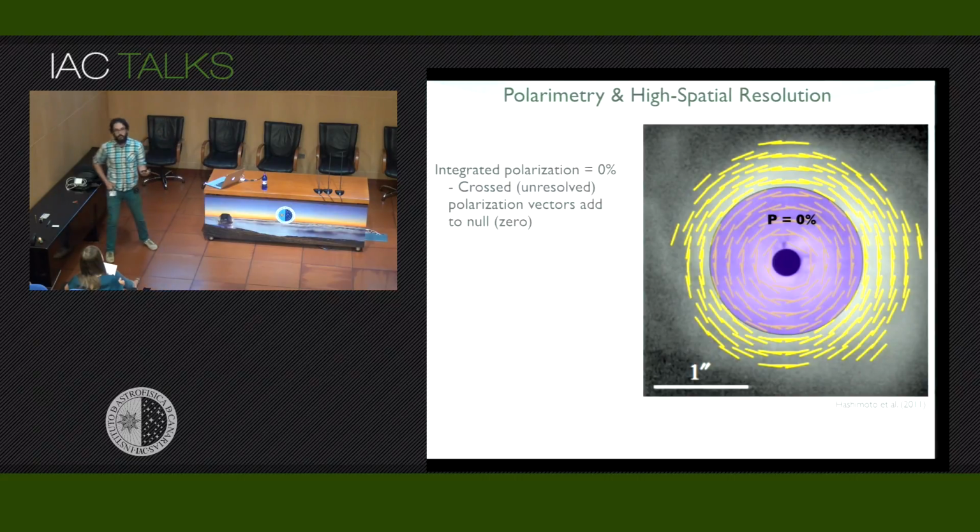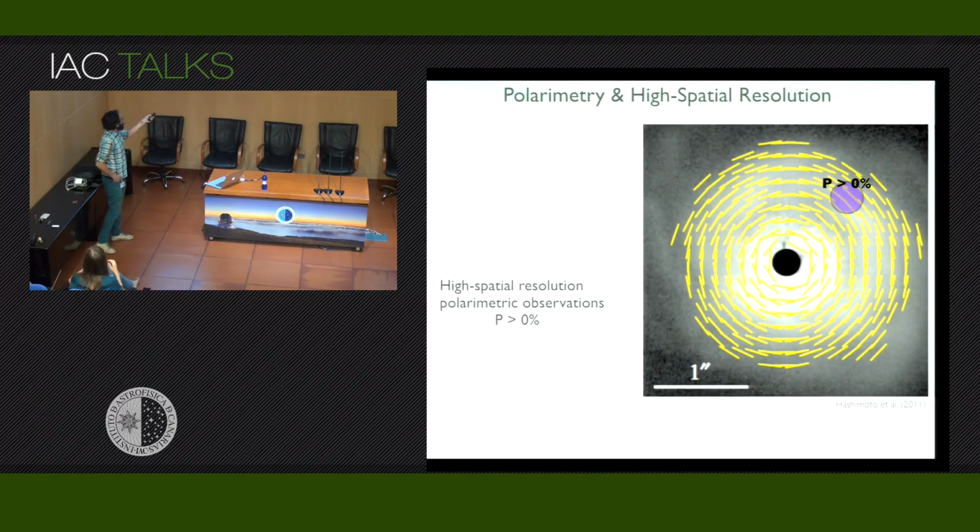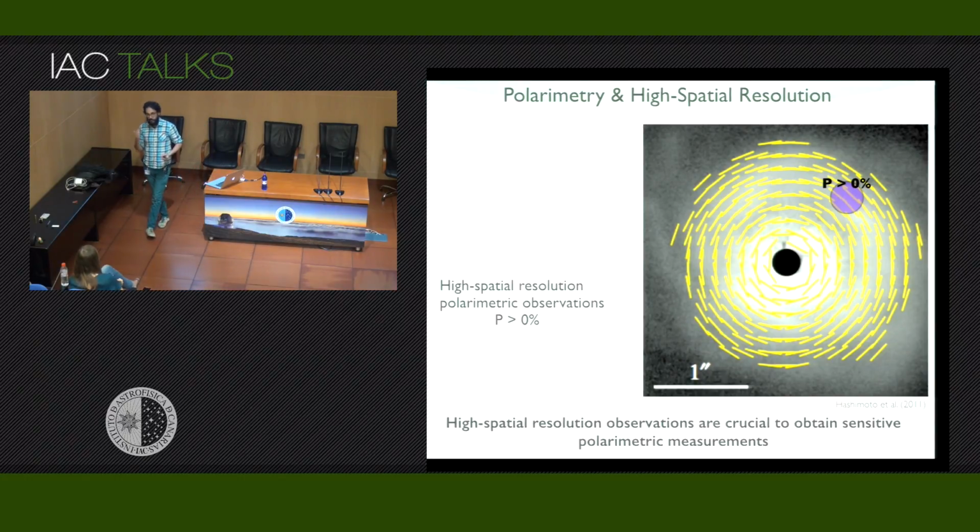So let's assume that we have a very low spatial resolution where our resolution element is this one. If we integrate all the vectors here, because polarimetry is a vector quantity rather than a scalar quantity, and we add all of this, the net polarization will be 0%. Instead, if we have a very high spatial resolution, then we are able to resolve the planetary disk, and the degree of polarization will be larger than 0. So high spatial resolution observations are crucial in order to obtain sensitive polarimetry measurements.